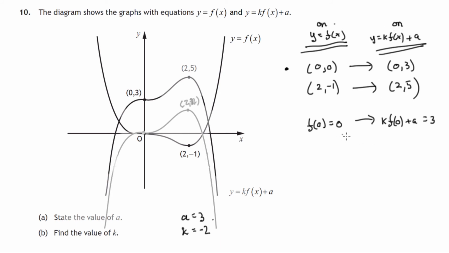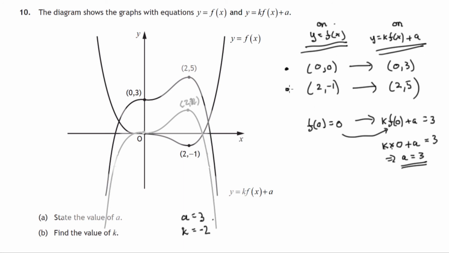Now combining these two, you notice that we get k times f of 0, and we know that f of 0 is 0, plus a equals 3. And k times 0 is just 0. 0 plus a is 3. That means a is 3. And so we've got our value of 3.